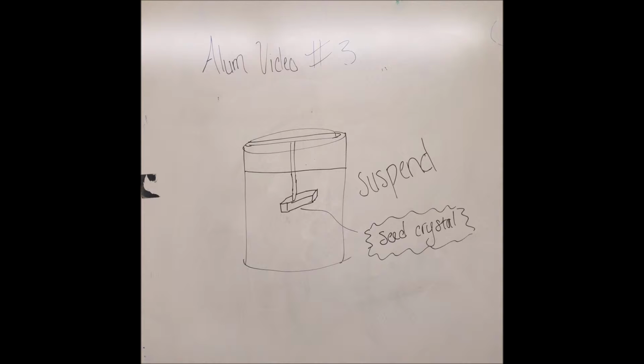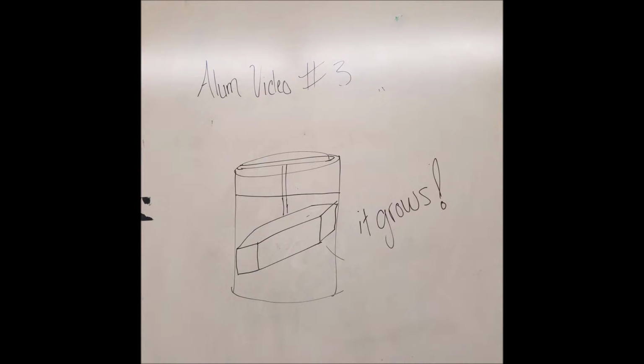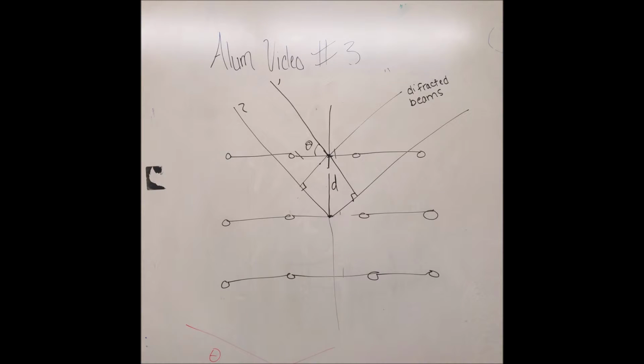If they put that solution in a clean jar and suspend a seed crystal in the solution, then all the alum will aggregate onto this crystal, and instead of growing a bunch of smaller crystals, we will get one big crystal. It is important to have a clean jar because if there is dust or any sort of particle in the solution, additional smaller crystals could be formed around them.